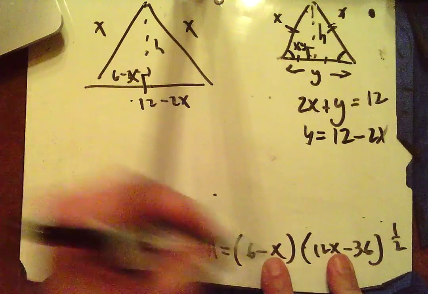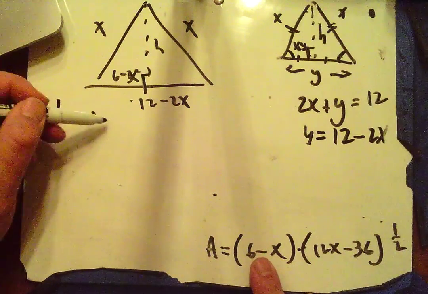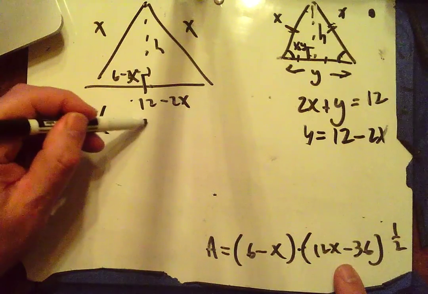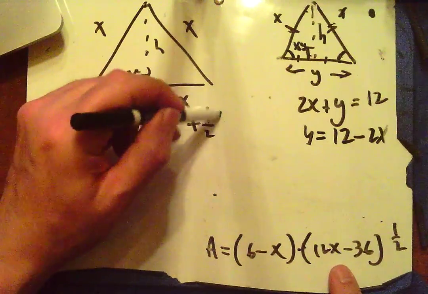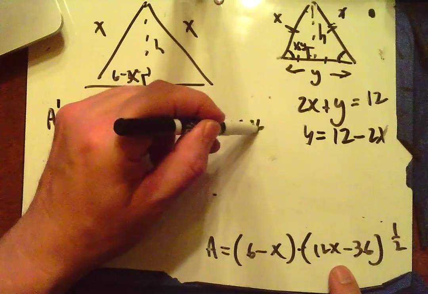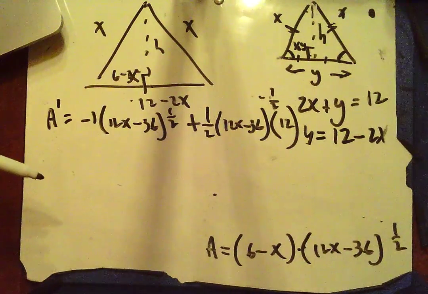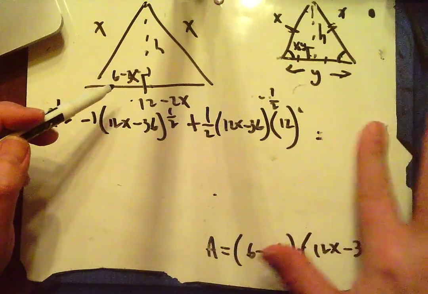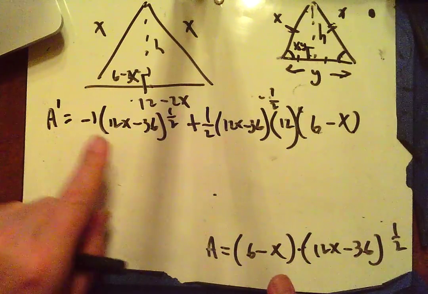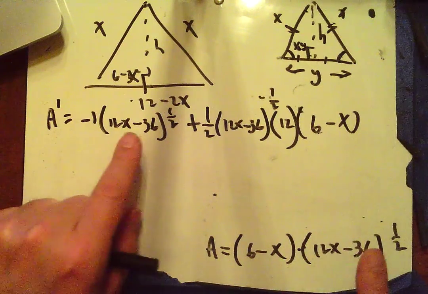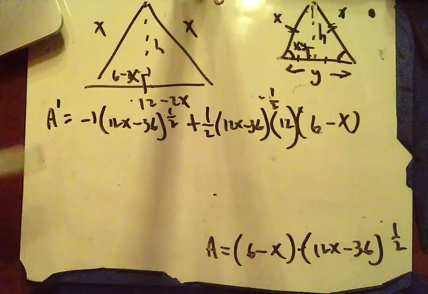So product, because these are being multiplied together, the derivative of this is going to be negative 1 times 12x minus 36 to the 1/2, plus the derivative of this, 1/2 times 12x minus 36 to the negative 1/2 times the derivative of the inside, which is 12, times, oh, don't forget that, 6 minus x. Right? So we're doing the derivative of this times that plus the derivative of that times this.